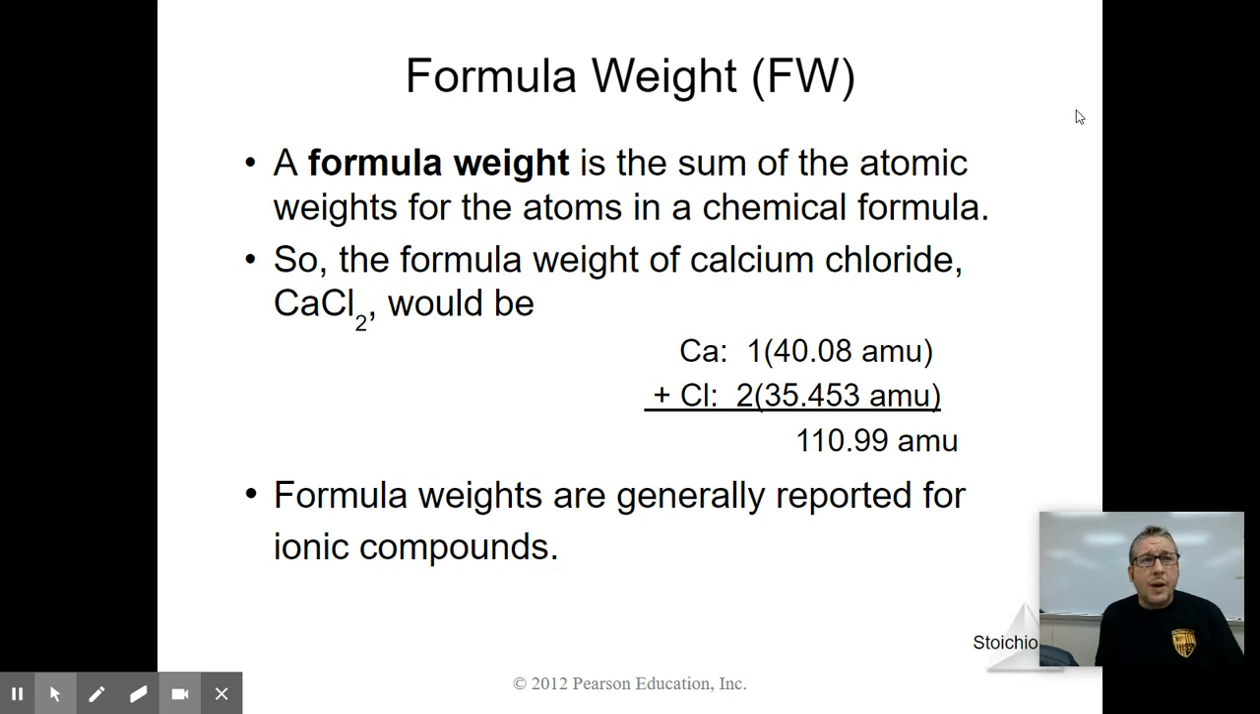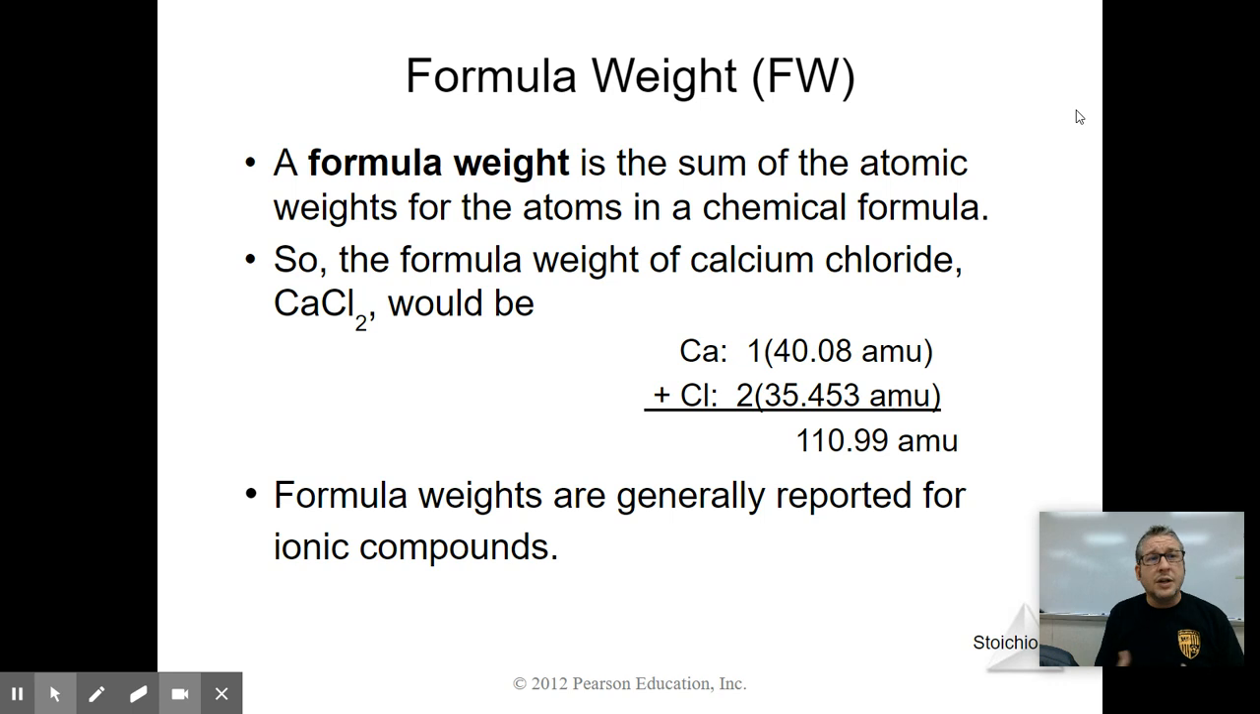What is a formula weight? First of all, we abbreviate it with FW. It's the sum of the atomic weights for the atoms in a chemical formula. So basically, if we can look at the atomic mass of each element in the periodic table and then look at the formula, we can do this rather simply.